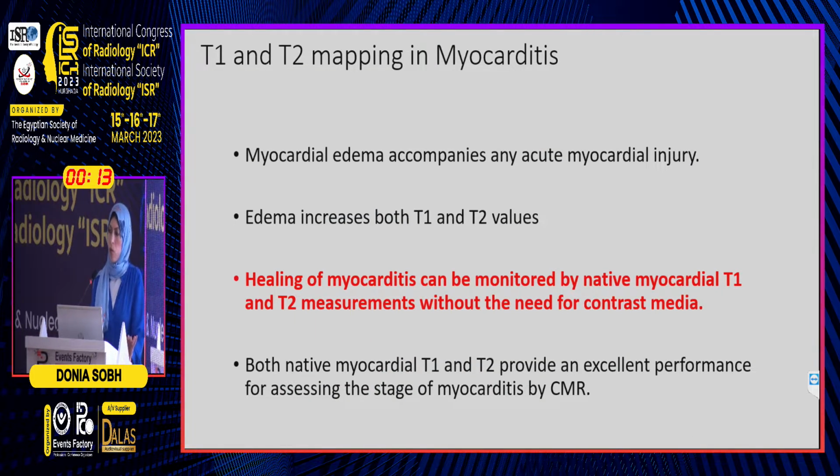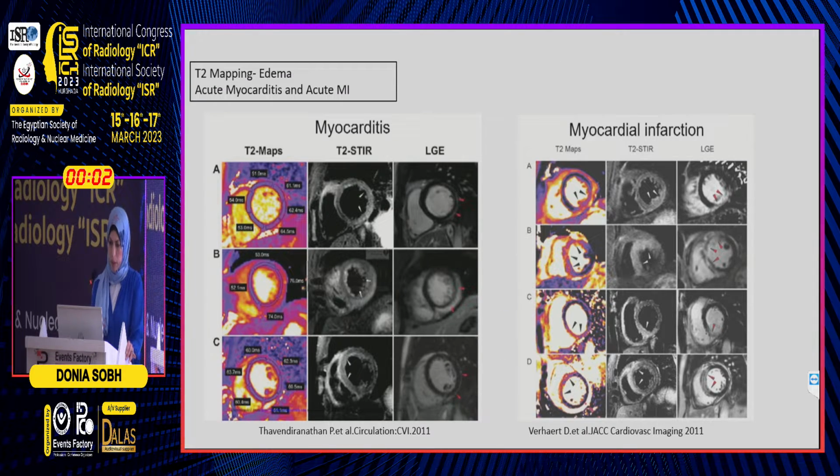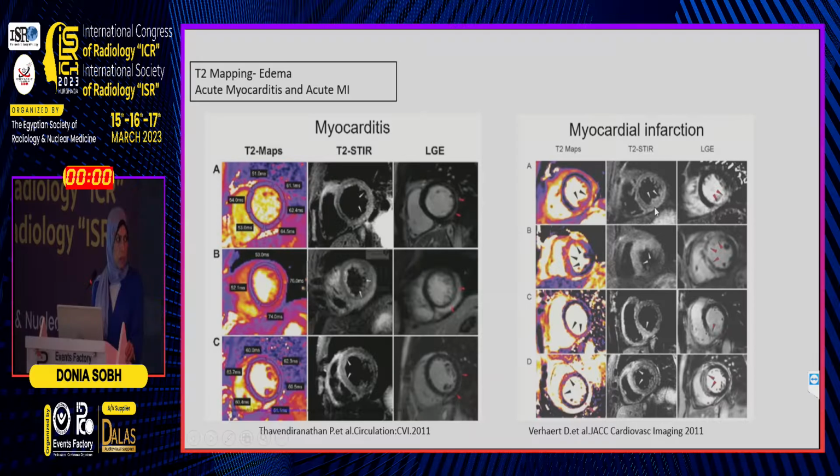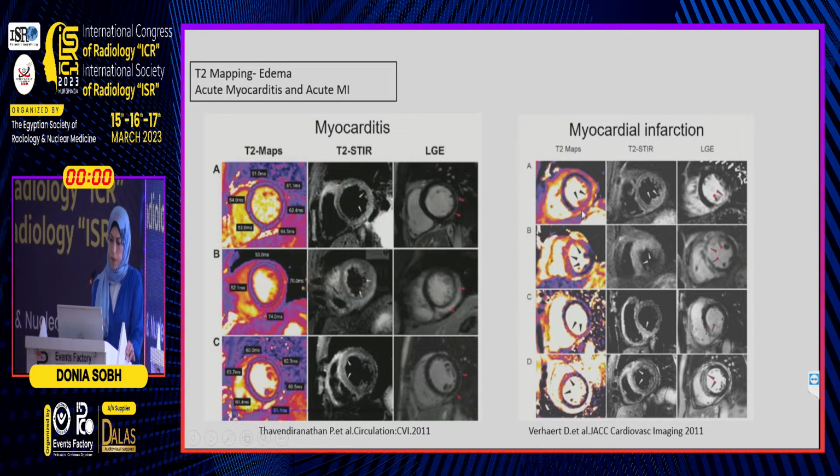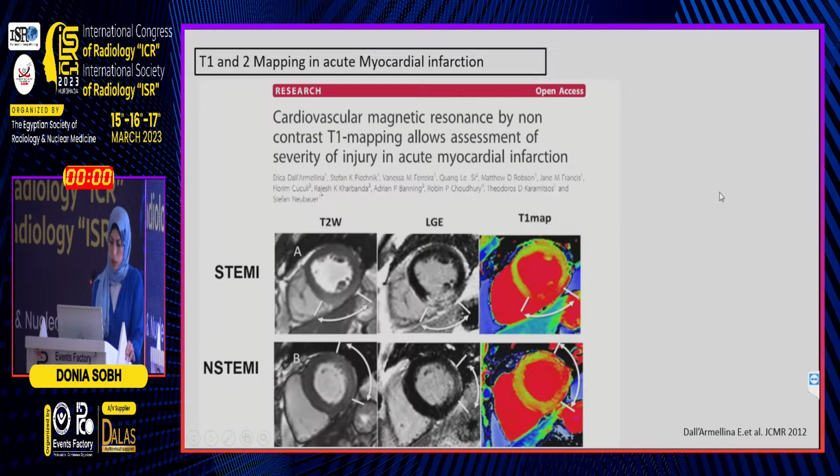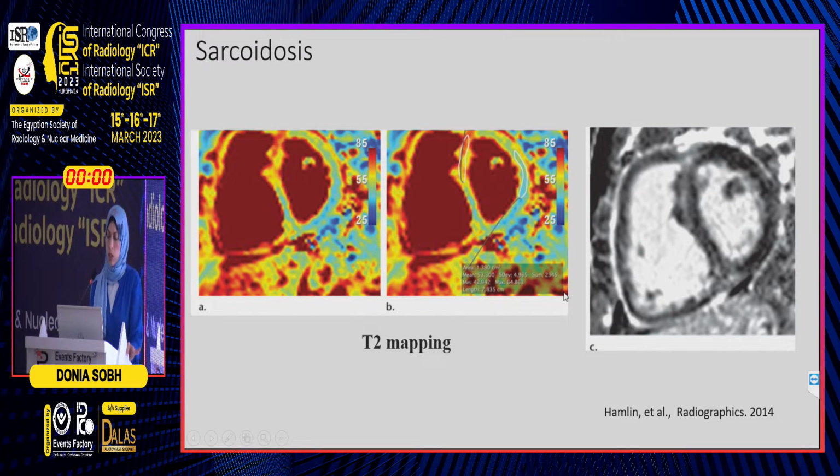So another value for using T1 and T2 mapping is follow-up. It can monitor, so the values will get normalized or improved when we follow up these patients. This is a case of myocardial infarction here. We see this STIR image. We see here edema, and on T2 we see the elevation of T2 value corresponding to late gadolinium enhancement. T1 as well increase in myocardial infarction. We see here this is the T2 edema and late gadolinium enhancement, and increase in T1 mapping at the same area. Sarcoidosis can cause increase in T2 mapping.